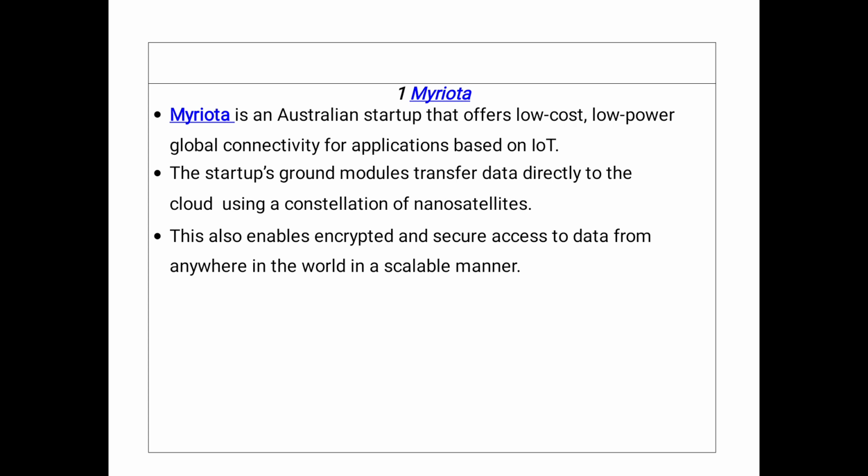Myrota is an Australian startup that offers low cost, low power global connectivity for IoT based applications. The startup's ground modules transfer data directly to the cloud using a constellation of nano satellites. This also enables encrypted and secure access to data from anywhere in the world in a scalable manner.